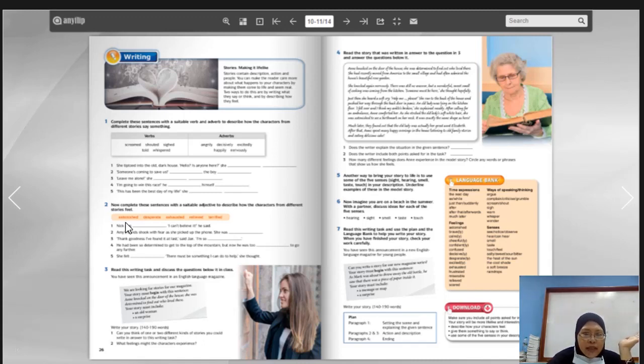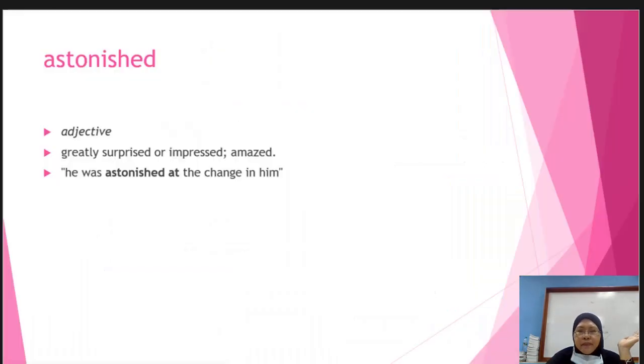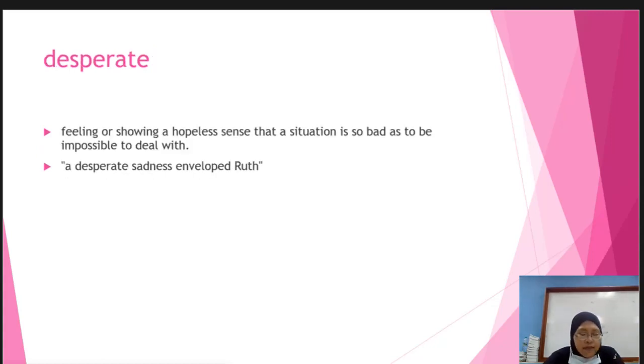For example, you have the word astonished. Look at number 2 of your page 26: astonished, desperate, exhausted, relieved, and terrified. Let's look at the meaning of the words one by one. The first one is astonished, meaning greatly surprised or impressed, or the other word is amazed. Sangat terkejut. He was astonished at the change in him. The second one is desperate, terdesak, feeling or showing a hopeless sense that a situation is so bad as to be impossible to deal with. A desperate sadness enveloped Ruth.